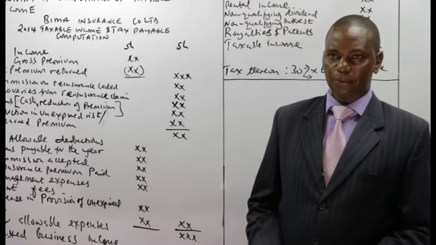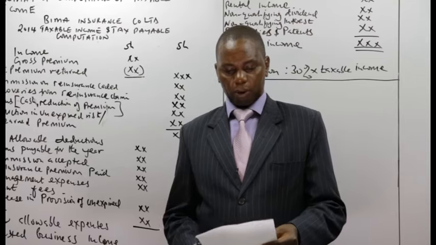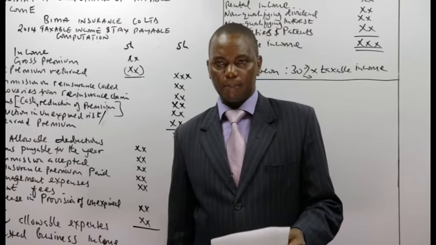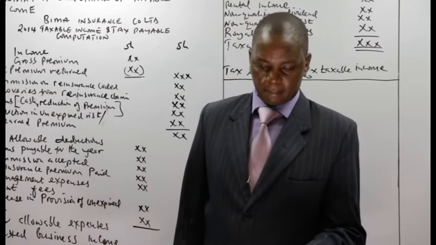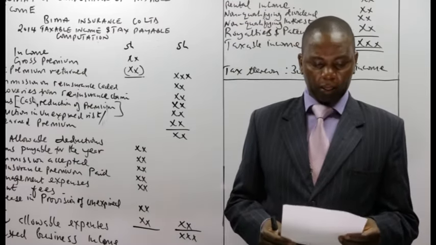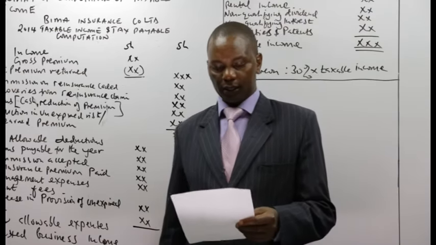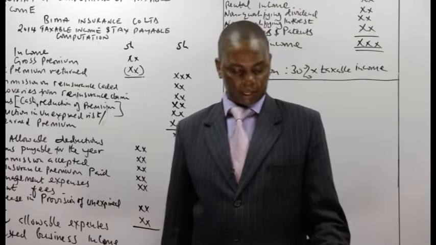Then we have the management fees. The management fees is just an allowable expense. We have bonus utilized in the reduction of premium. That is an income, as we can see from our general format here. Then we have royalties from patent rights. Royalties are a taxable business income. So these ones will be taxed.